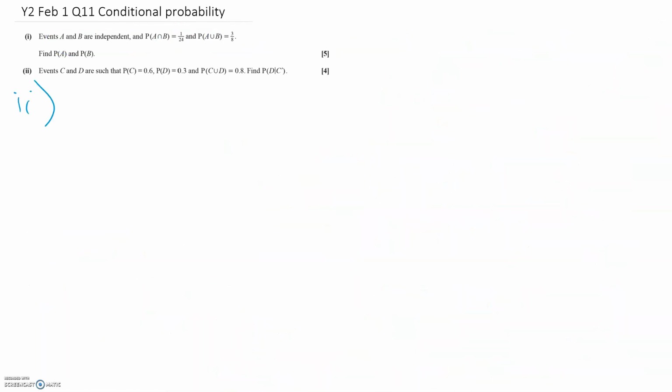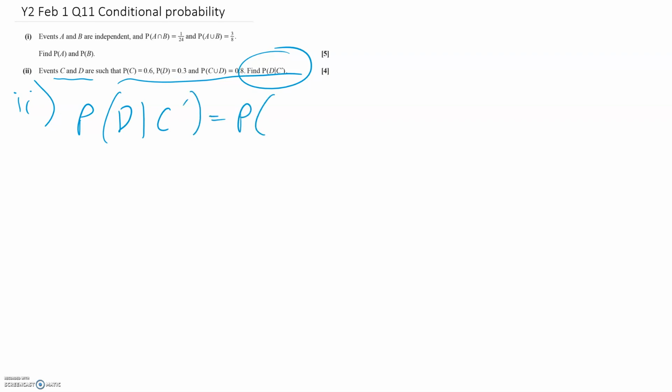Part 2 is completely different. We're not talking about A and B anymore, and we're not told anything about C and D in terms of being independent or mutually exclusive. So you've just got to use the information given to try and work out what the probability of D given C is. With all of these conditional probability questions, I think it helps straight away to write down this formula, because you're probably going to use this formula to work out the answer.